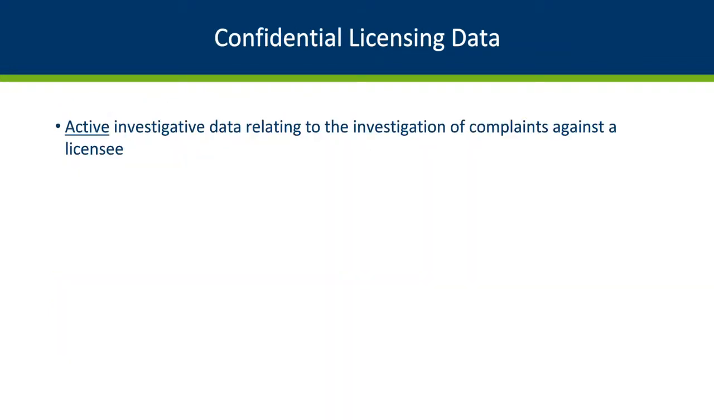As stated previously, confidential data are data that are only available to those in the entity whose work assignment requires access and entities authorized by law. The data subject of confidential data does not have access to it. Confidential licensing data includes active investigative data relating to the investigation of complaints against a licensee.